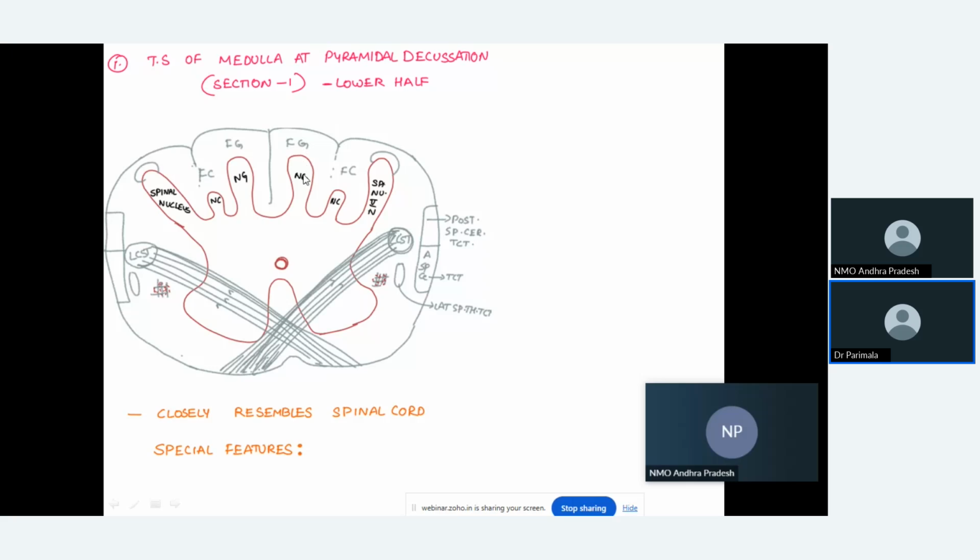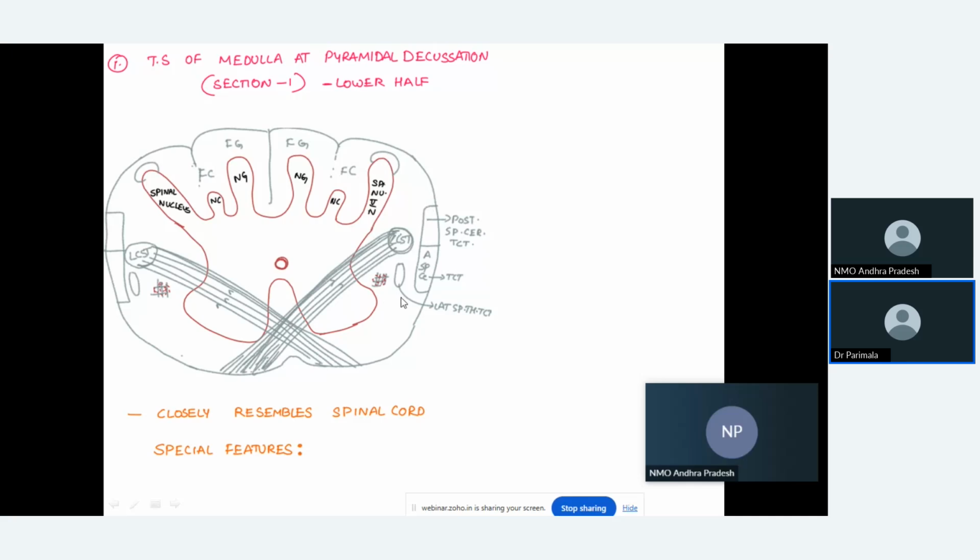So here you need not mention all those things. Opposite to the nucleus gracilis, you have fasciculus gracilis. Opposite to nucleus cuneatus, you have fasciculus cuneatus. And opposite to spinal nucleus, you have spinal tract of trigeminal nerve. Is that clear? So this region which we have described is posterior part or posterior white column. The posterior white column presents with fasciculus gracilis, fasciculus cuneatus and spinal tract of trigeminal nerve.